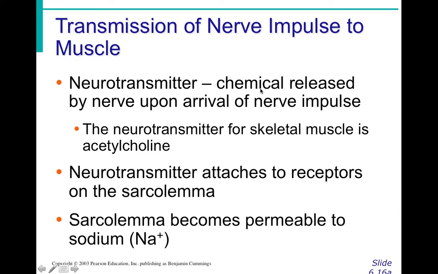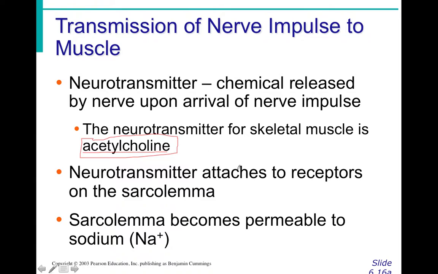So our neurotransmitter is a chemical that's released by that nerve when you get the nerve impulse, which is you thinking, move my leg or move my arm or whatever. And the neurotransmitter for skeletal muscle is one I want you to know. It's called acetylcholine. You don't have to memorize a lot of neurotransmitters in high school anatomy, but you do need to memorize acetylcholine. Acetylcholine is a neurotransmitter that the nerve releases and the skeletal muscle picks up.